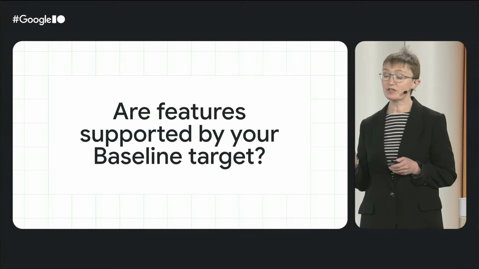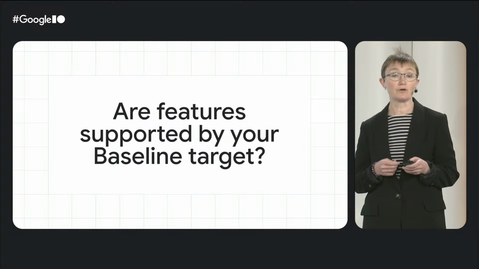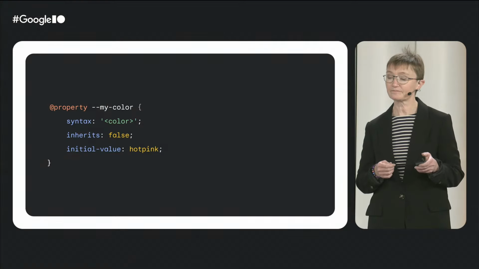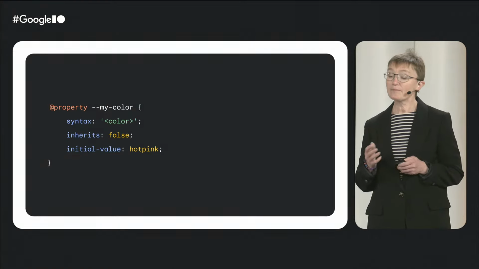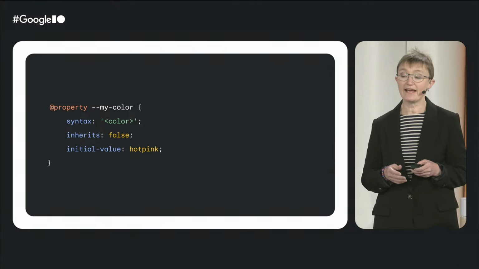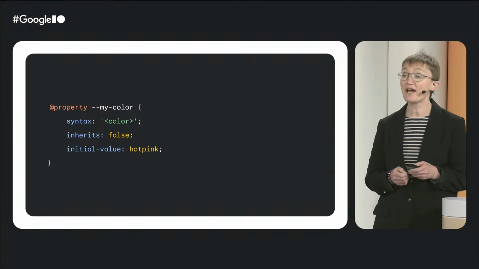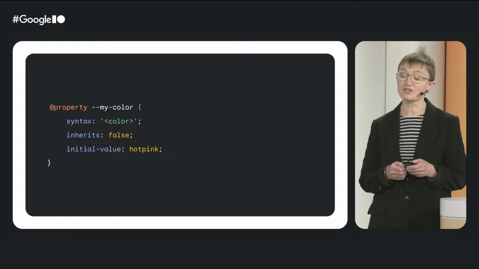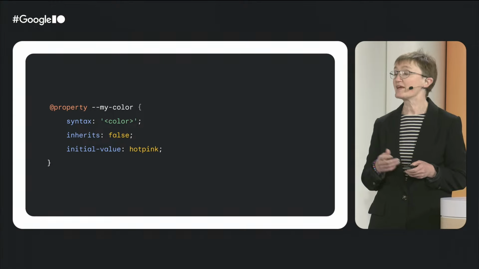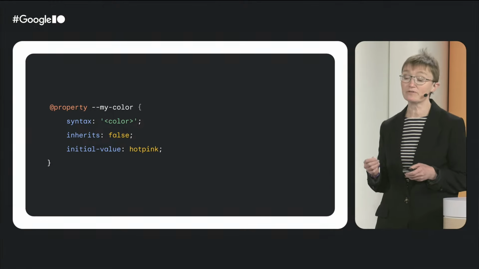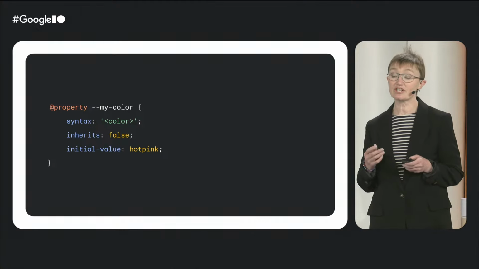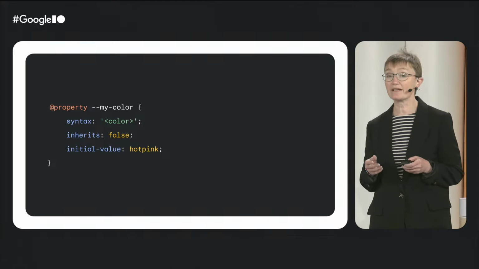So perhaps you'd like to use registered custom properties with @property. Now, @property gives you a way to declare a type, syntax, and define inheritance for a custom property or CSS variable. It makes using CSS variables much more robust, and it gives you additional functionality. You can use them to animate gradients, for example. But is it available for your users?